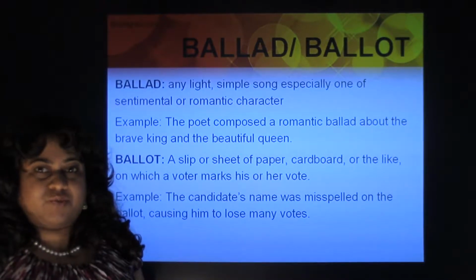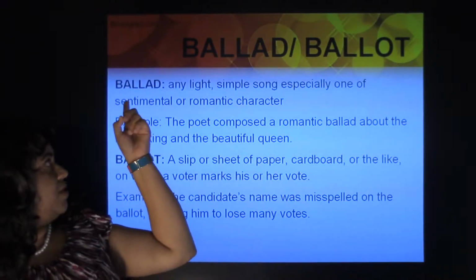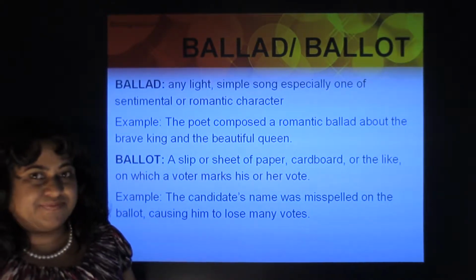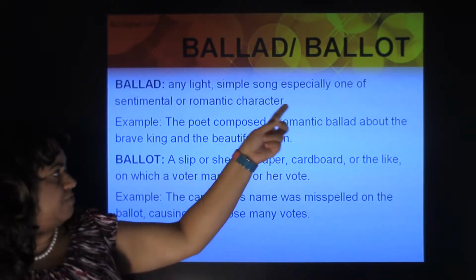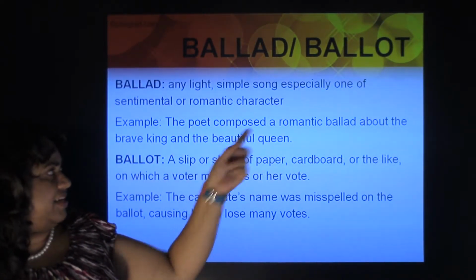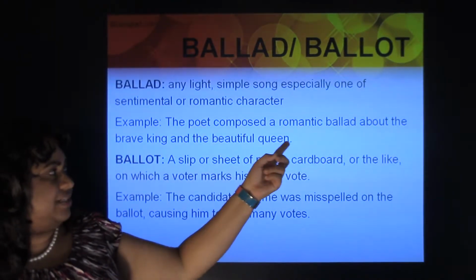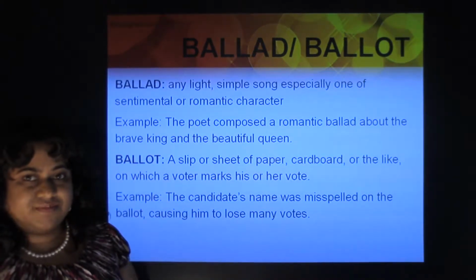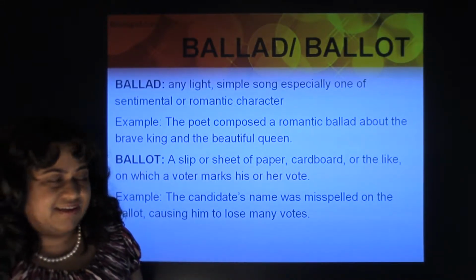So next pair of confusing words are ballad and ballot. So a ballad with AD at the end is different from ballot with the OT at the end. They're very, very different things. A ballad is any light, simple song, especially one of sentimental or romantic character. So the poet composed a romantic ballad about the brave king and the beautiful queen. So a ballad is a poem, especially something that's romantic.